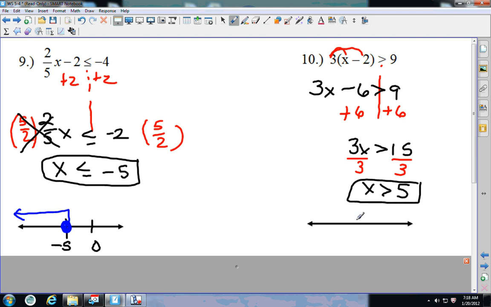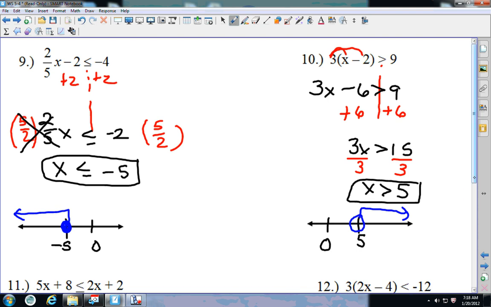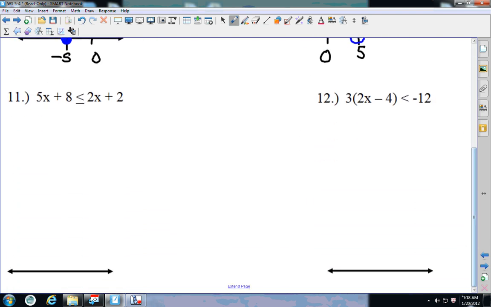Okay, well here's 5. 0 is to the left. Now, it is an open circle because it's only the greater than symbol. The greater than means shade to the right. The next 2, there's the next 2. Pause the video, answer those, and come back and see how you did.